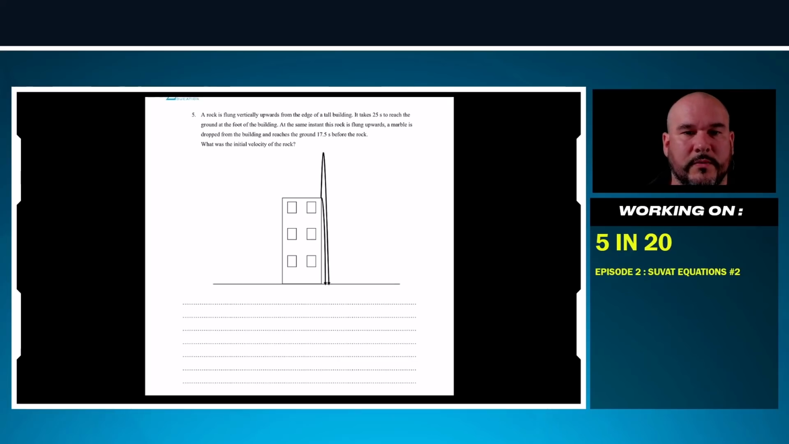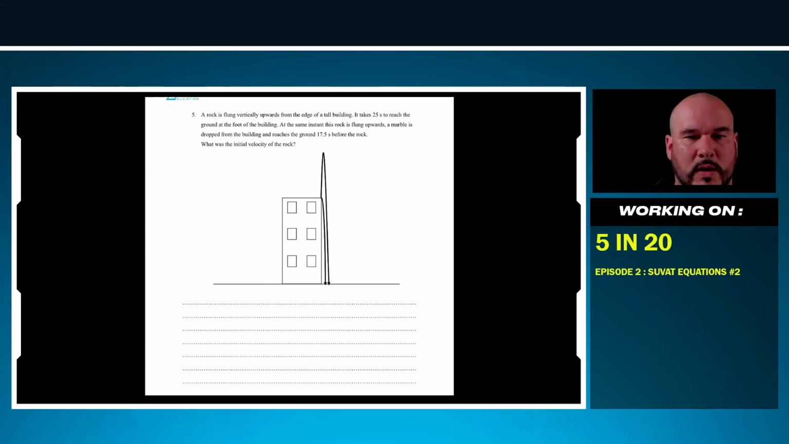Question 5. A rock is flung vertically upwards from the edge of a tall building. It takes 25 seconds to reach the ground at the foot of the building. At the same instant this rock is flung upwards, a marble is dropped from the building, and it reaches the ground 17.5 seconds before the rock. What was the initial velocity of the rock?